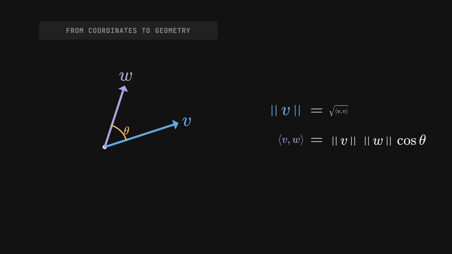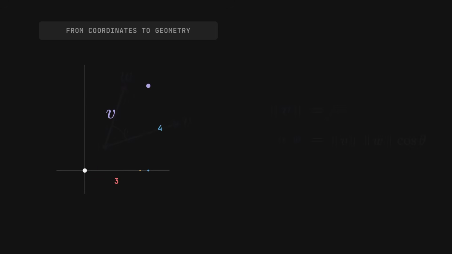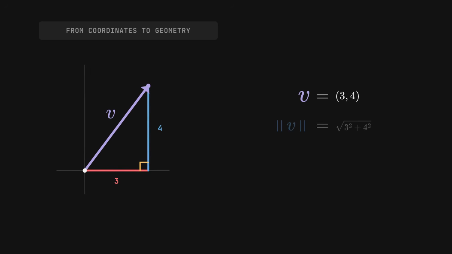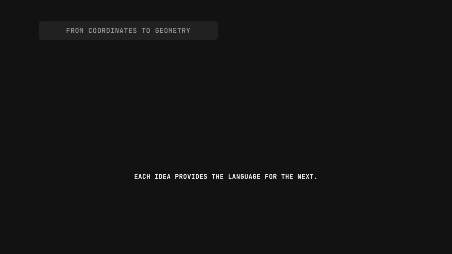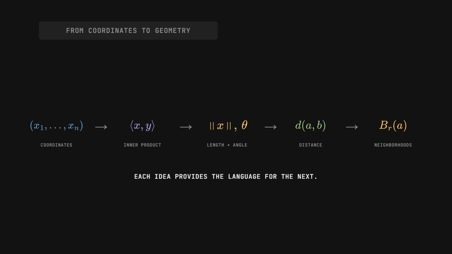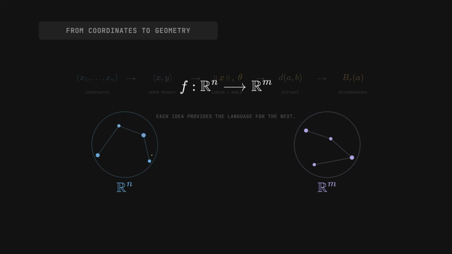We began with the 2 coordinates 3 and 4. The Pythagorean theorem gave the vector a length of 5. The inner product turned coordinates into geometric information. It gave us length and angle. Length gave us distance, and distance gave us neighborhoods. These ideas provide the language of closeness and change that we will use to study functions, derivatives, and eventually manifolds. This is how a list of numbers begins to describe the geometry of Euclidean space.